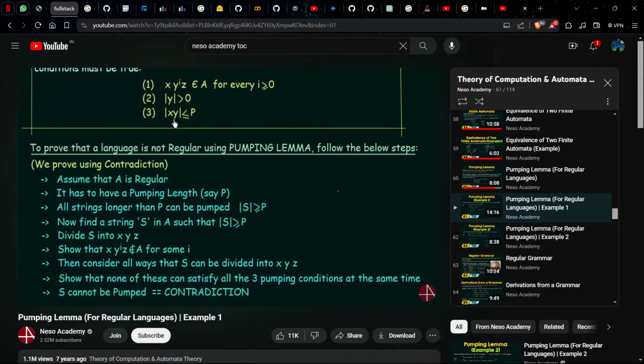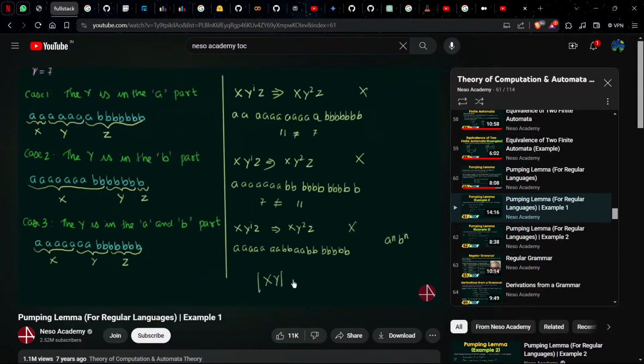Condition number 3 says that length of x, y should be less than or equal to p. Let us see if that was satisfying. Length of x, y should be less than or equal to p. And in this case p was 7. So let's see in case number 1, what is the length of x and y together? 1, 2, 3, 4, 5, 6. So case number 1 satisfies because 6 is less than or equal to 7.